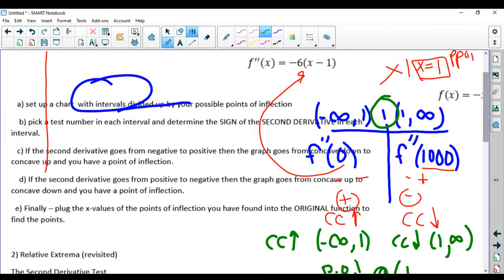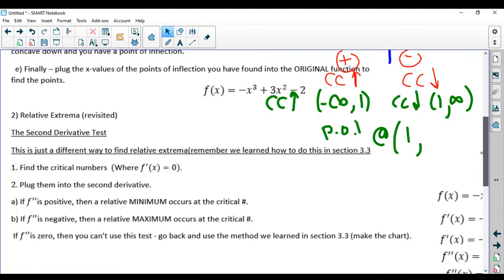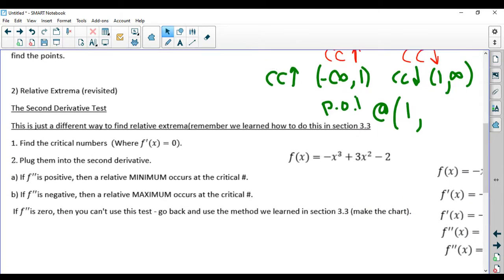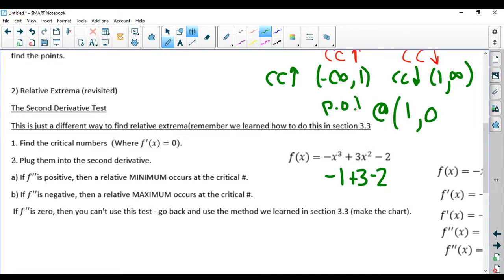Now to find the y value, it's just like, again, the mins and maxes. You must use the original function, which I'm going to pull down right here. If you plug in 1 to this original function, you will get negative 1 cubed is 1, plus 3 times 1 minus 2, or 0. So the point of inflection here is 1 comma 0.